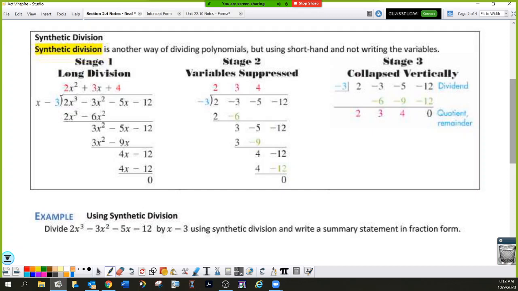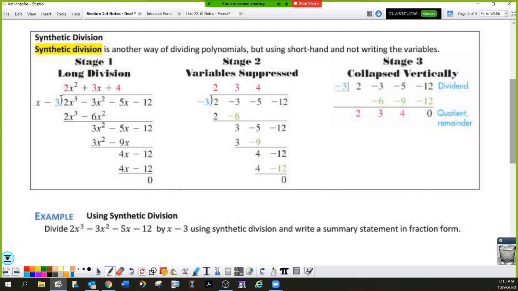So stage 1, this is long division. This is what you would see if you did long division. Now look, we got a remainder of 0 at the bottom that tells us that x minus 3 was a factor, right? What that means is if we were to have plugged in x equals 3, we would have got that f of x equals 0.